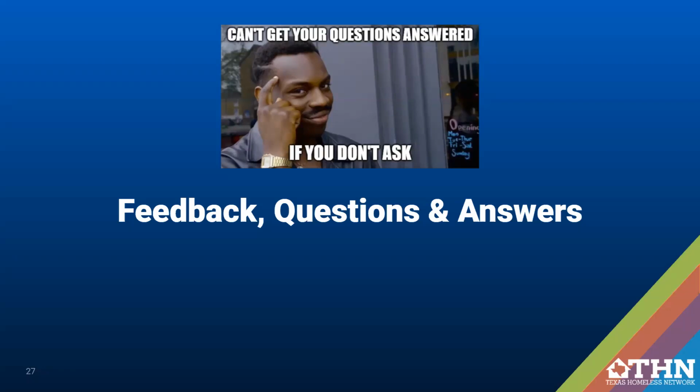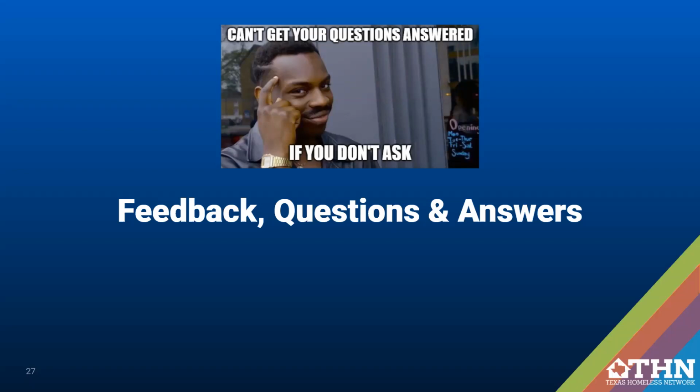Yeah, and I think the only thing I would add is just reiterating that exits to negative housing destinations kind of come with the program, right? So they aren't necessarily in every case a negative reflection on the project. But if it's something that is happening routinely or often, there may be a deeper conversation that we can have with you as THN and see what support we can provide to you.